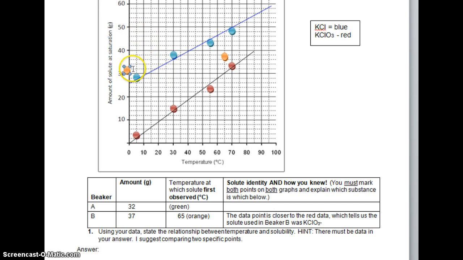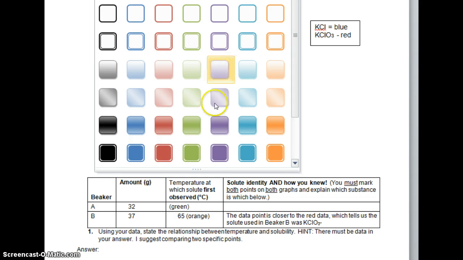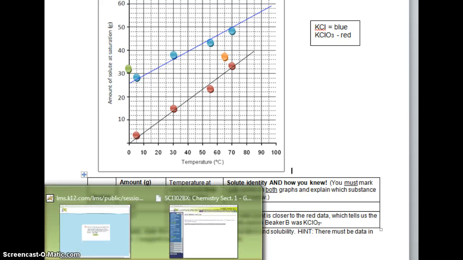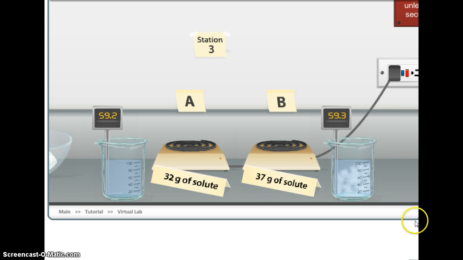And let's make that one green. All right, we want it right at 32. And now we'll wait to see where we put it in the temperature range. And let's see how it's coming along for us. Ooh, look at this. What do you notice?